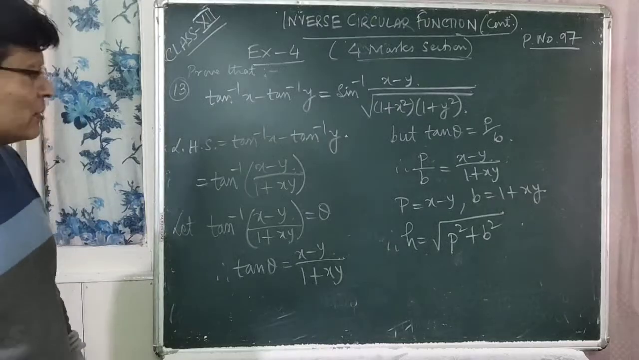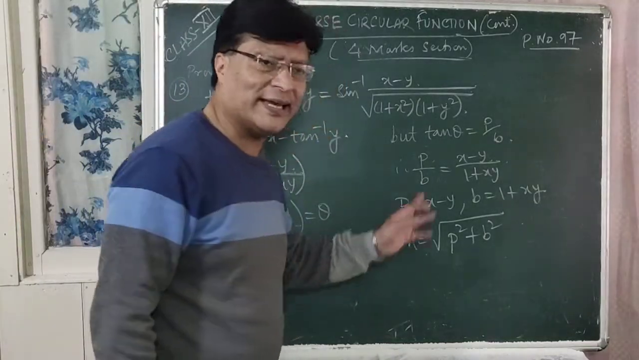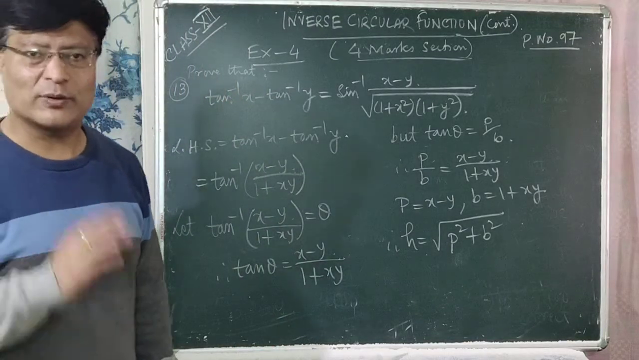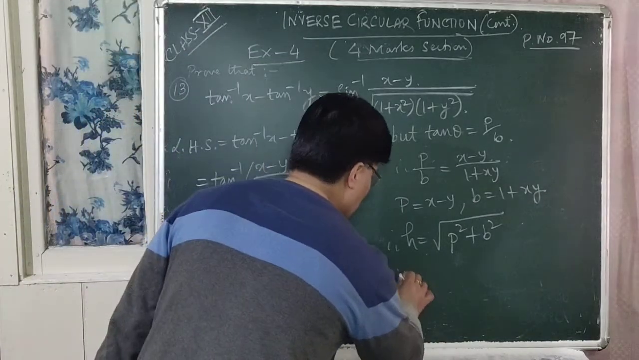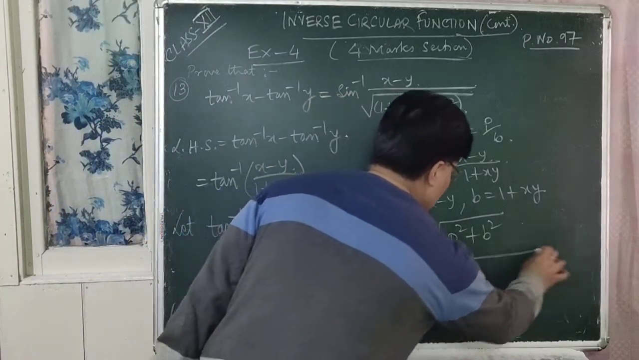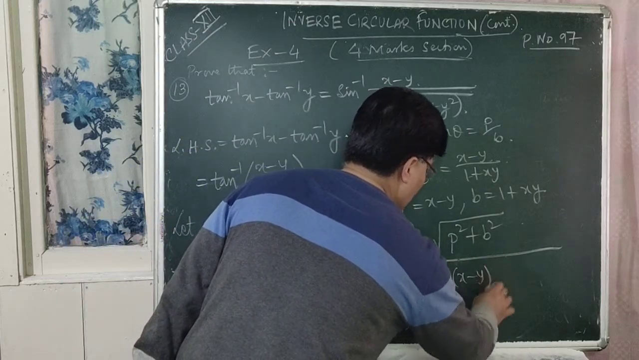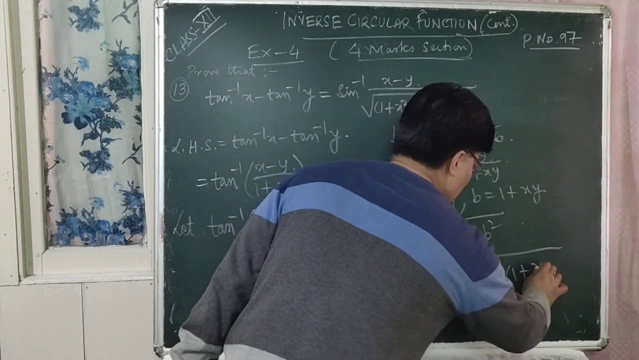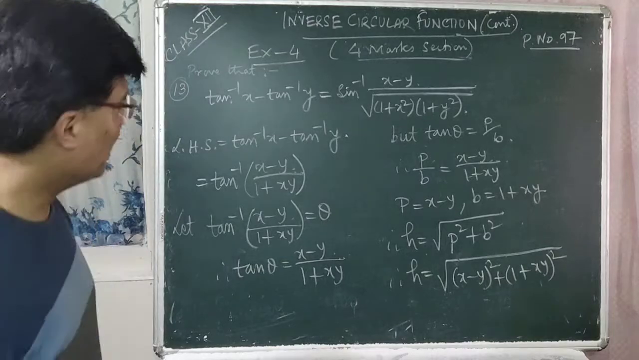So you know the method. How did we get this h is equal to root over p square plus b square? This is known as what? Pythagoras theorem, right? So therefore h is equal to root over, now let us put the value for p. What is the value for p here? x minus y whole square plus, what is b whole square? This is 1 plus xy whole square, right?